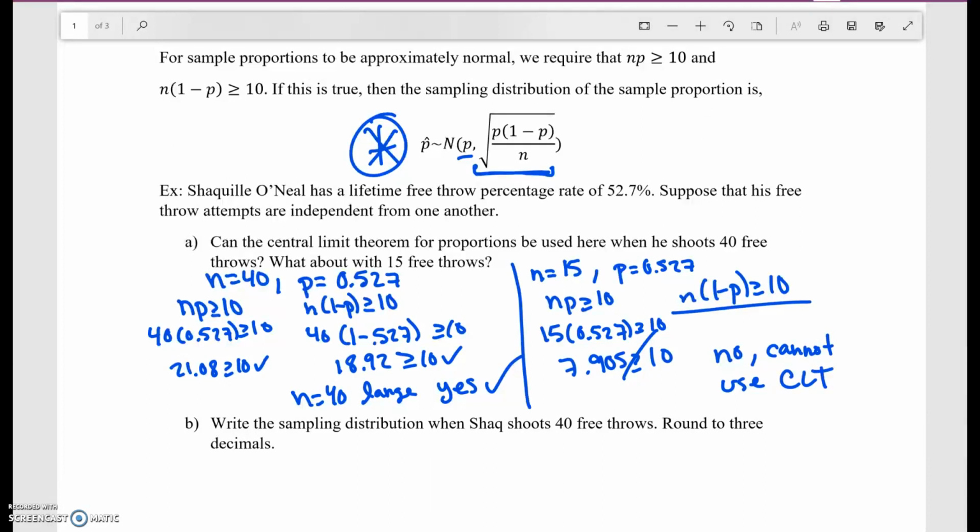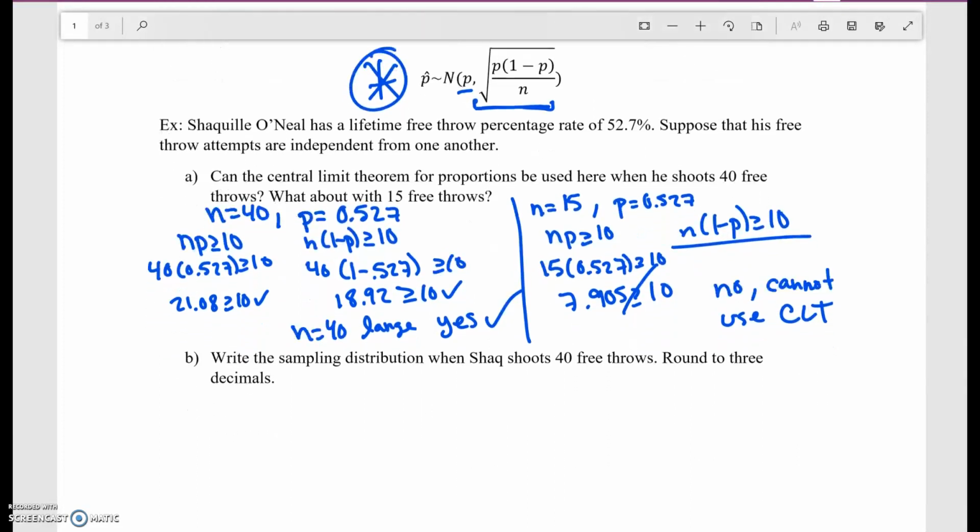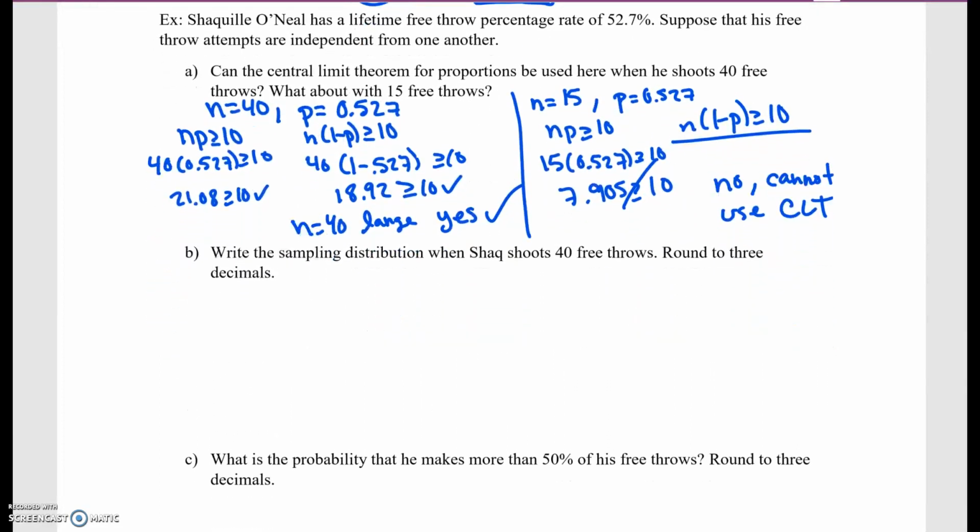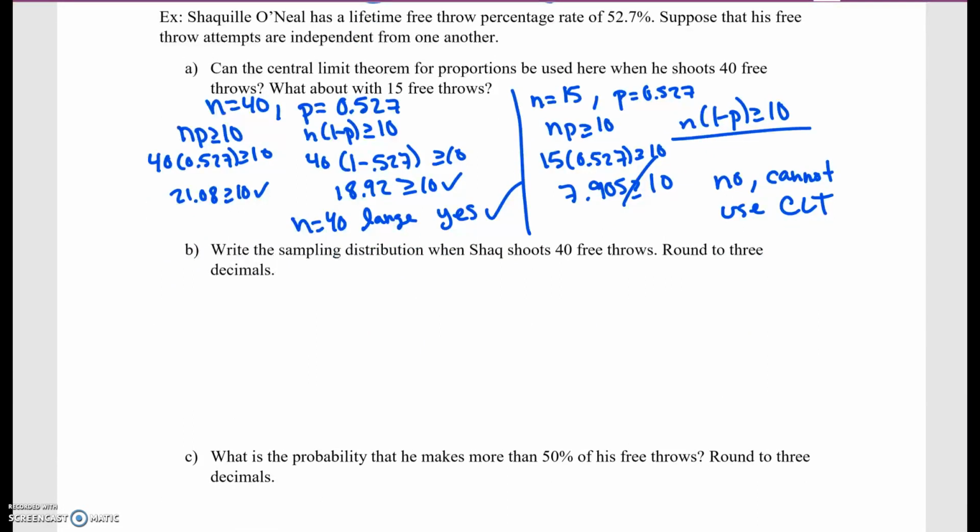Okay, so now part B, what it's asking us to do is write out the sampling distribution when Shaq shoots 40 free throws. Remember, the sampling distribution is just going to be p hat is normally distributed. We need to figure out what p is, and what the square root of p times 1 minus p over n is. Since we've already said that 40 is large enough, all we've got to do is plug in p and n into this distribution.